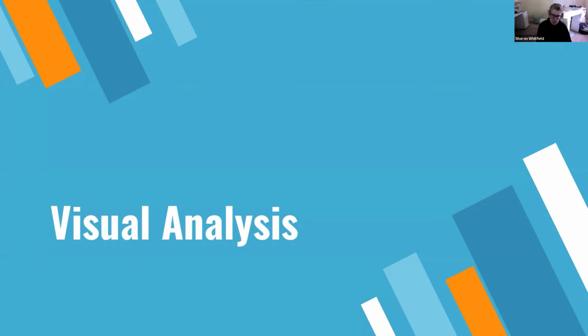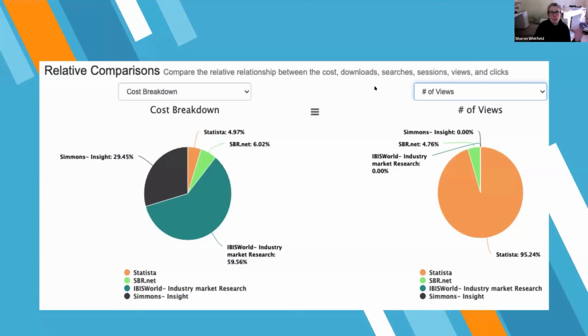They don't want to just look at the numbers. And so LibInsights really does this. So here's just a cost breakdown for our business resources, and you can see, this is our small business database resources. And so I can see which ones we're spending the most on, and I can also see which one's getting the most use. So even though we're spending the least on Statista, it's getting the most use, which is incredible.